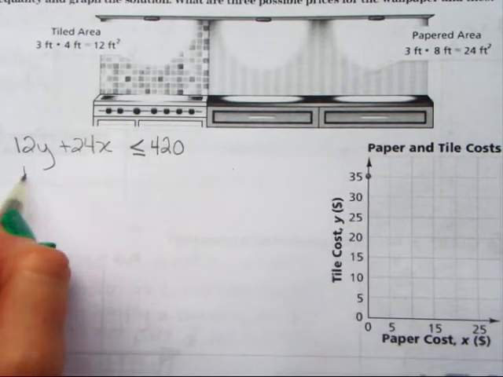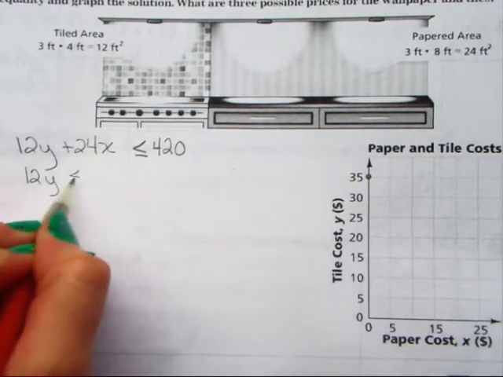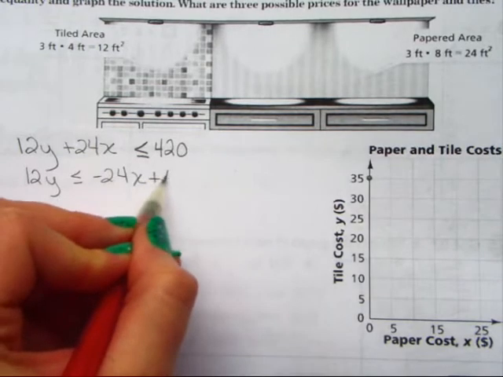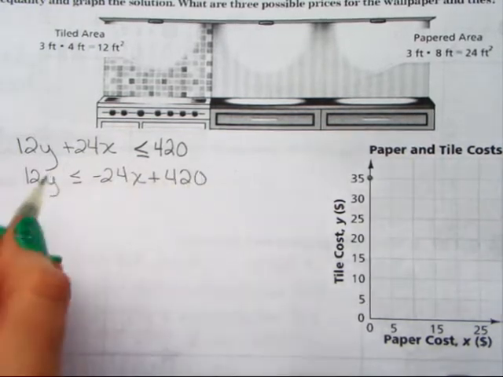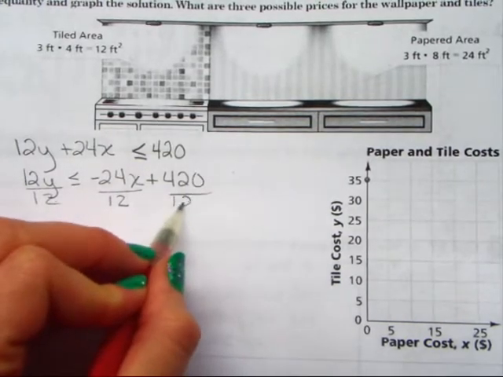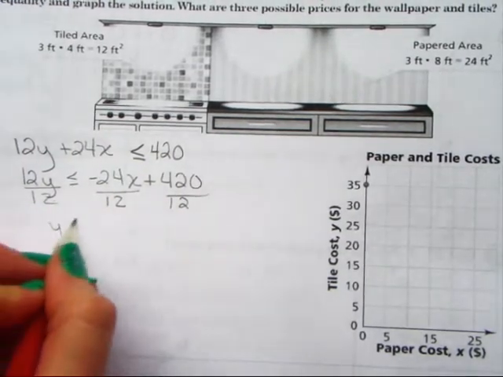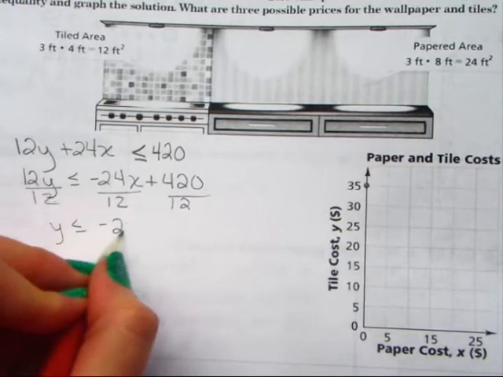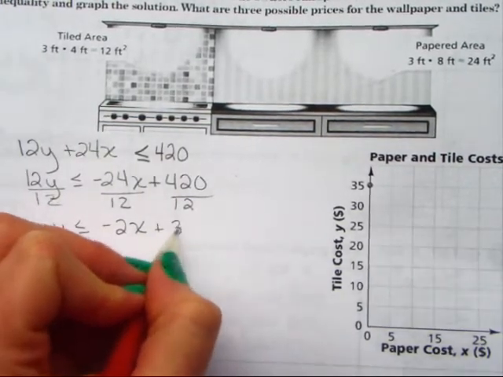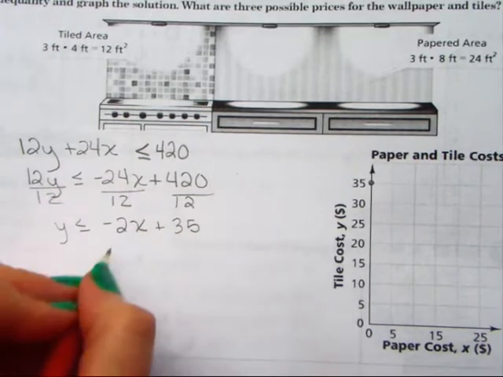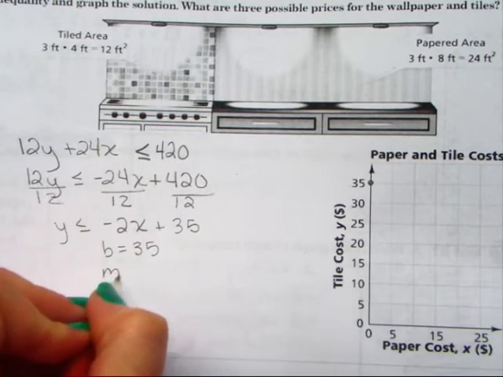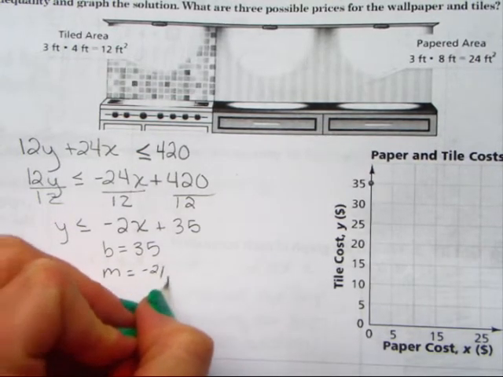So we're going to solve for y. 12y is less than or equal to negative 24x plus 420. And divide by 12, and this is nice that it works out so pretty. Okay, you get y is less than or equal to negative 2x when you divide, plus 12 goes into 420 35 times. We now have a y-intercept of 35, and we have a slope of negative 2 over 1.